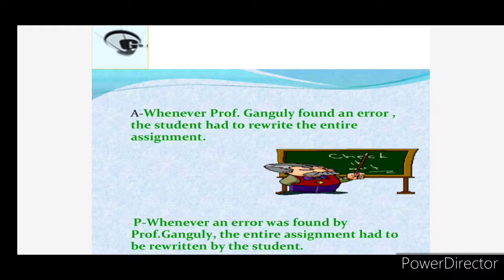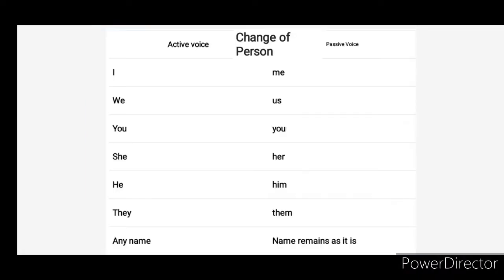Now let's look at this chart, children. So change of person. I changes to me in passive voice. We changes to us. You remains you. She changes to her. He changes to him. They changes to them. Any name remains as it is because you can't change the name. So these are the changes that take place when changing active voice into passive voice.